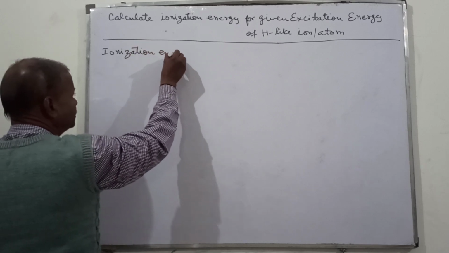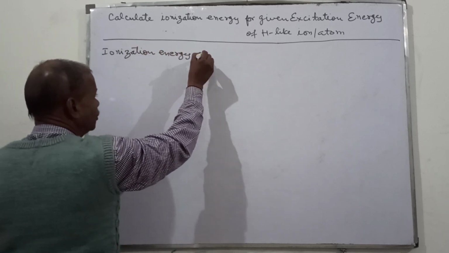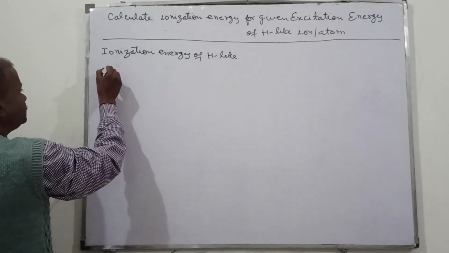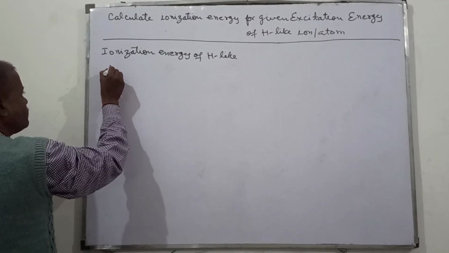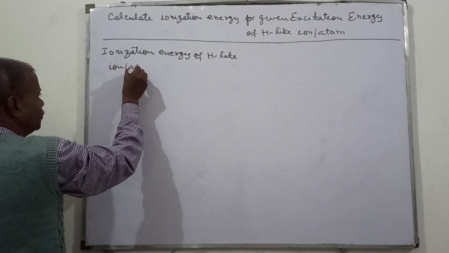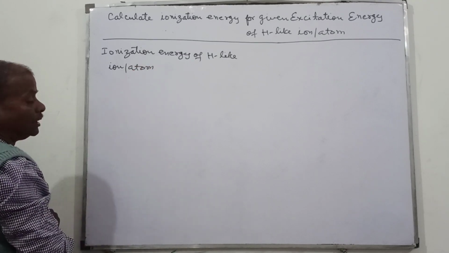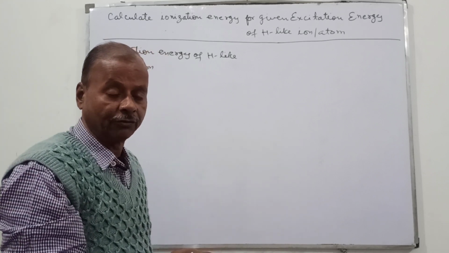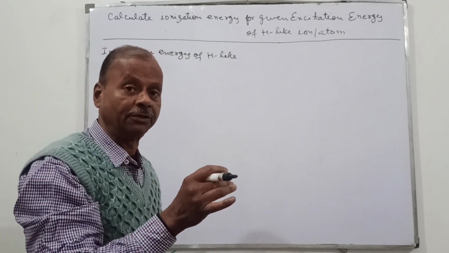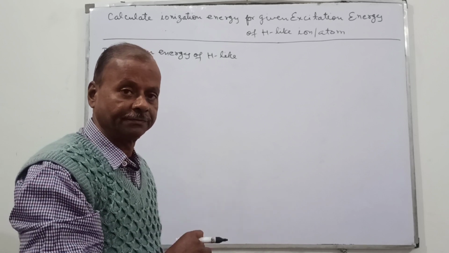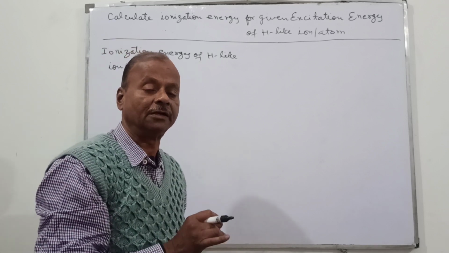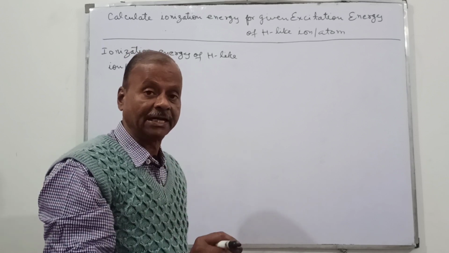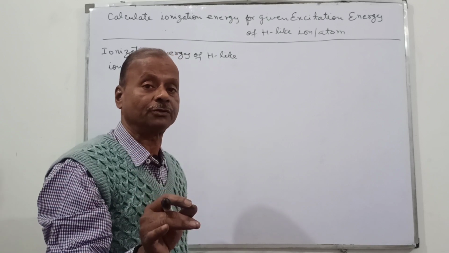Ionization energy of hydrogen-like ion atom. I told you that this ionization energy is taken according to the electron which is found in some energy state, and this is the electron which is unpaired, or that electron which is found in the outermost orbit of the atom.